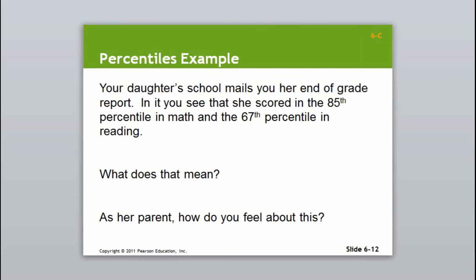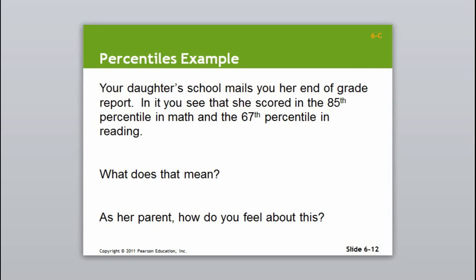Let's say that your daughter's school mails you her end of grade report and you see she scored in the 85th percentile in math and the 67th percentile in reading. So what this means is she did better than 85% of all other students in her grade for math, and she did better than 67% of all other students in her grade for reading. I think that's really good. That tells you that she's performing way above average for both.